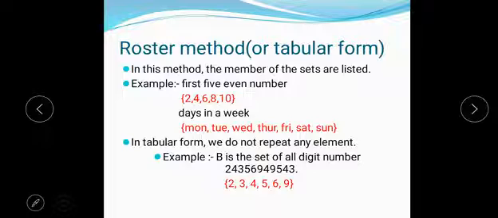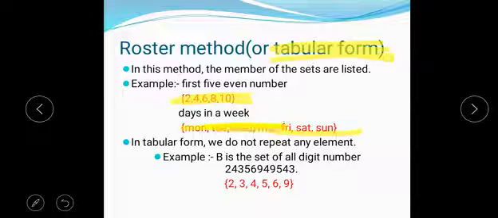See the example: first five even numbers. All of you know what even numbers are. The first five even numbers are 2, 4, 6, 8, 10. So here 2, 4, 6, 8, 10 are our elements and we are representing them in curly braces. This we call our tabular form. Days in a week: all of you know how many days are there in a week. 7. Monday, Tuesday, Wednesday, Thursday, Friday, Saturday, Sunday.